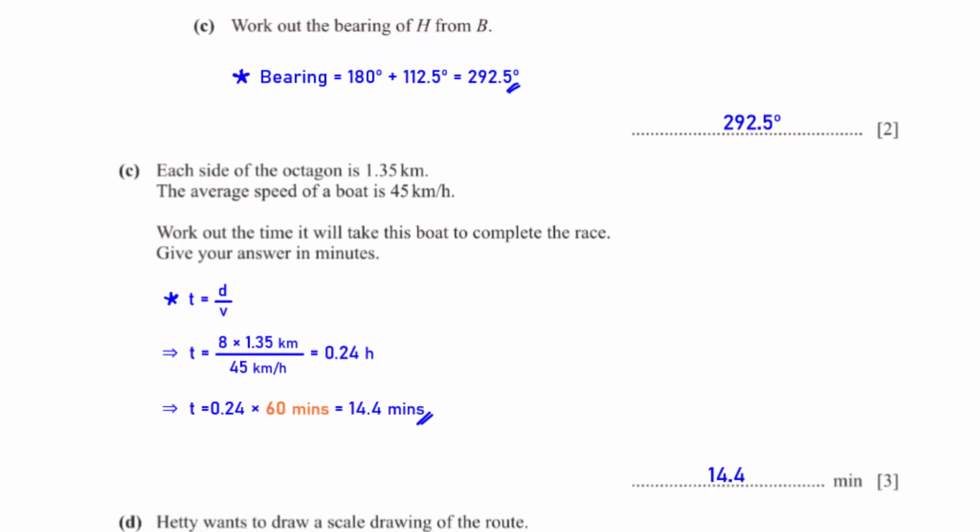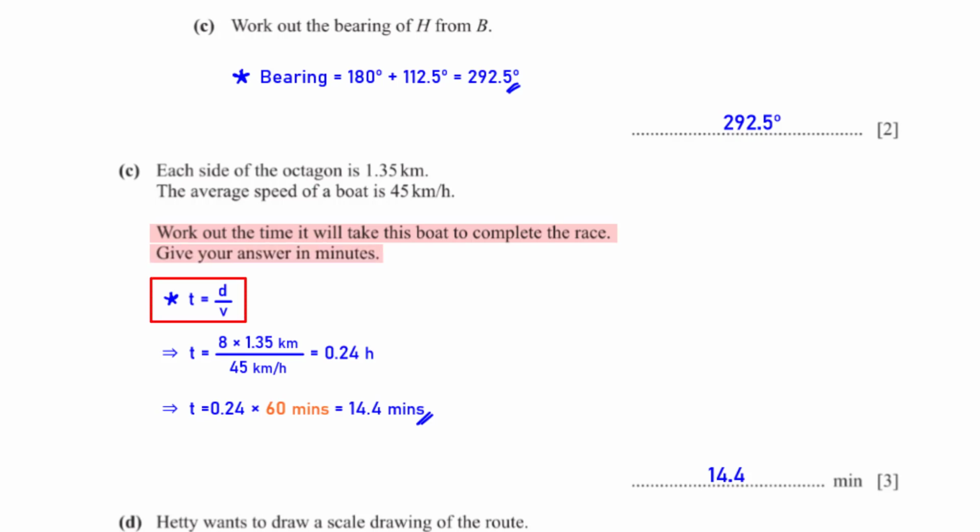Each side of the octagon is 1.35 kilometers. The average speed of a boat is 45 kilometers per hour. Work out the time it will take this boat to complete the race. Give your answer in minutes.